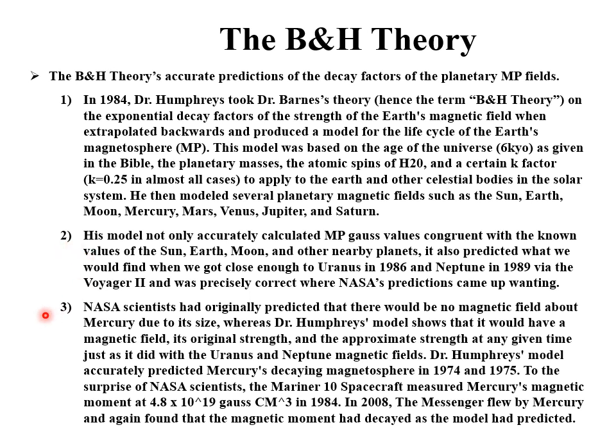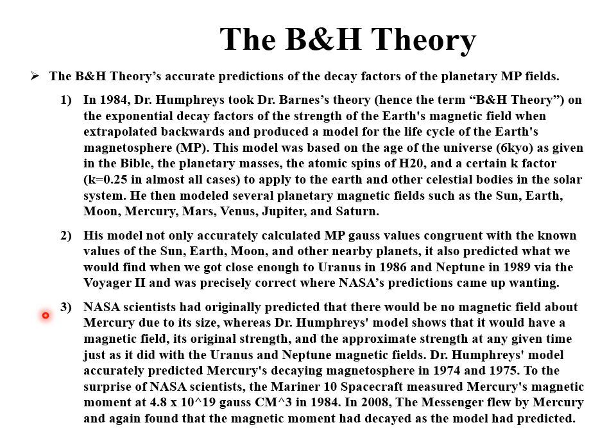NASA scientists had originally predicted that there would be no magnetic field about Mercury due to its size, its slow rotation, and all that, whereas Dr. Humphreys's model shows that it would have a magnetic field, its original strength, and the approximate strength at any given time, just as it did with Uranus and Neptune's magnetic fields. So it also predicted Mercury's magnetic field and its strength. Dr. Humphreys's model accurately predicted Mercury's decay in magnetosphere in 1974 and 75, to the surprise of NASA scientists. They thought there wasn't going to be a field.